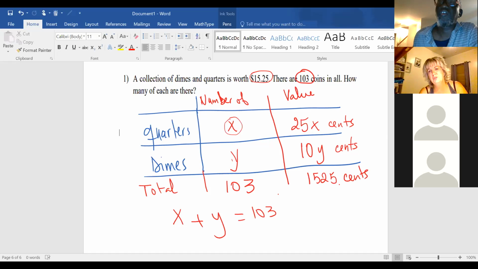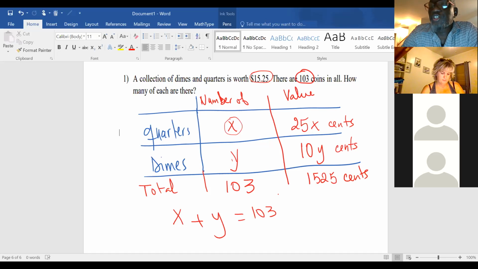How did you get 1525? We multiply 15.25 times 100. If you have a calculator, you can try that. Because if you have any amount of dollars and you want to convert it into cents, you multiply by 100, right? To get the cents. And that's just for dollars, right?